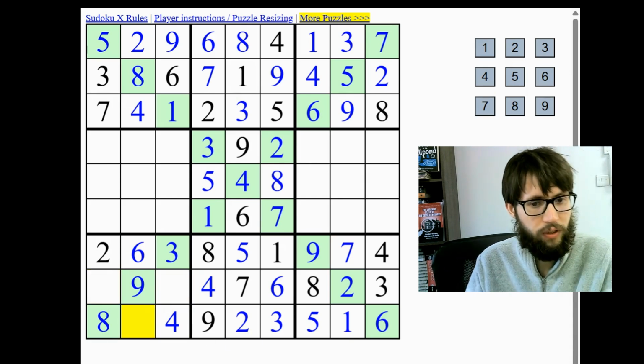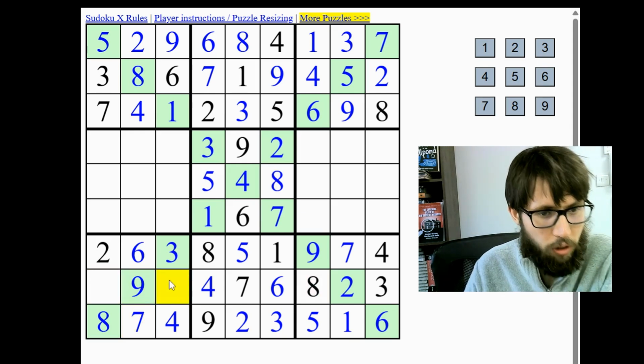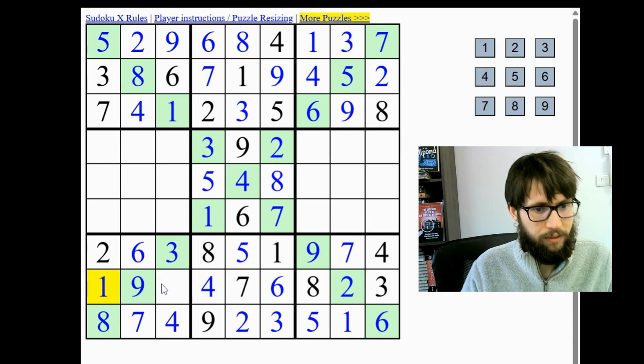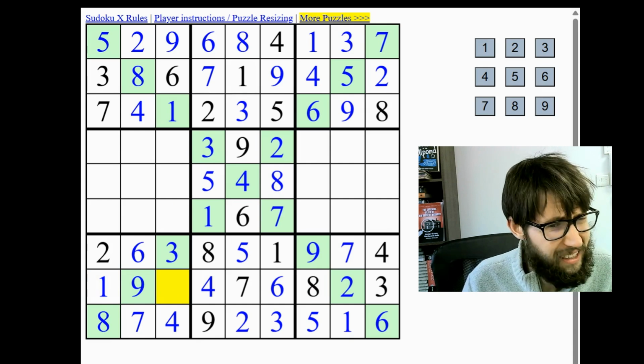1, 2, 3, 4, 5, 6. So 7 here as well. And where's the 1? The 1 can't be there because of this 1, so the 1 goes there. And the final one to finish this row is a 5, I think.